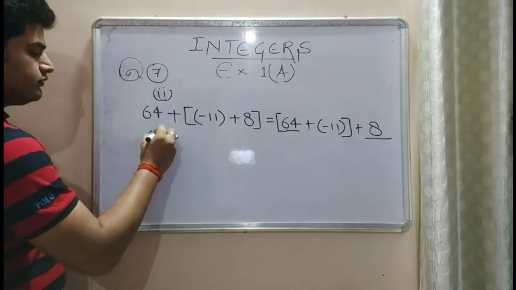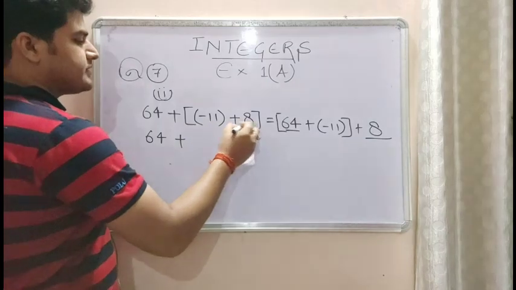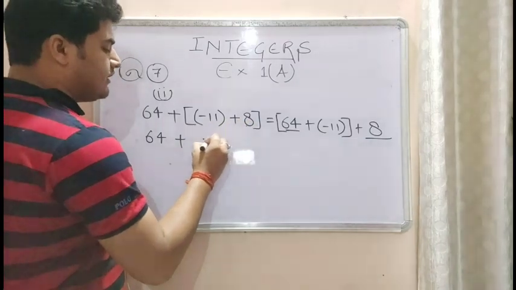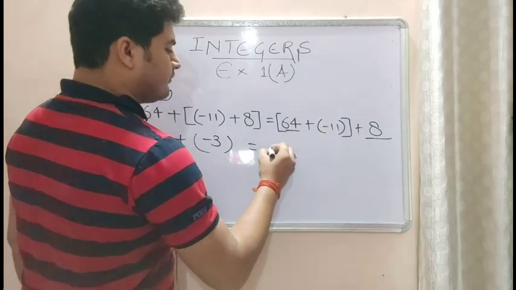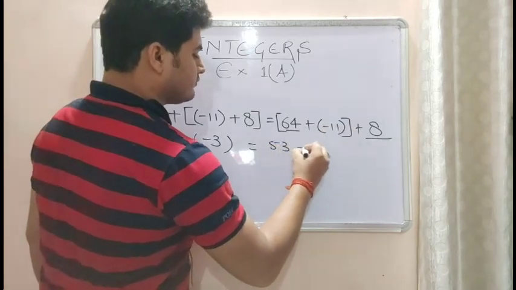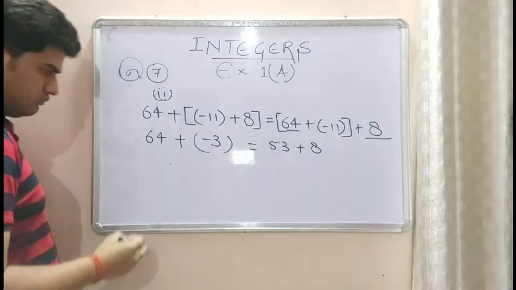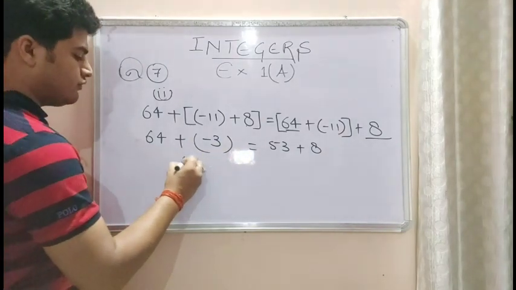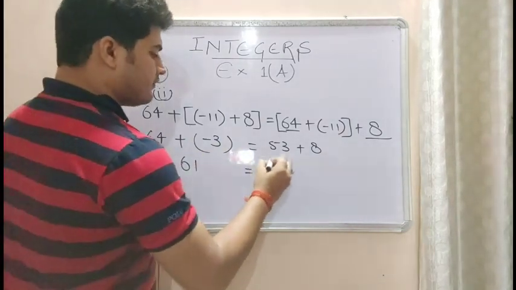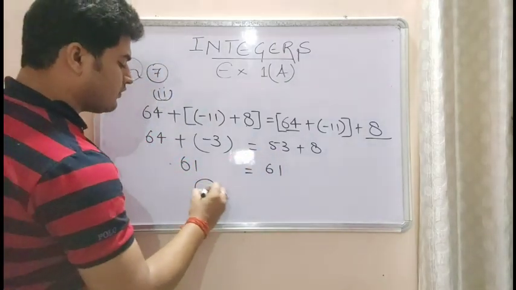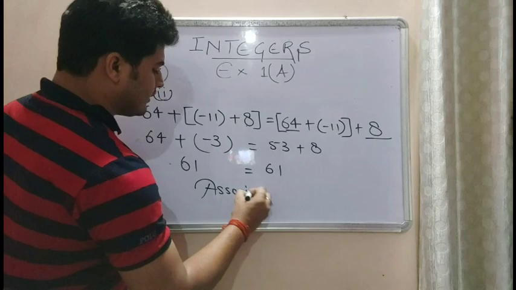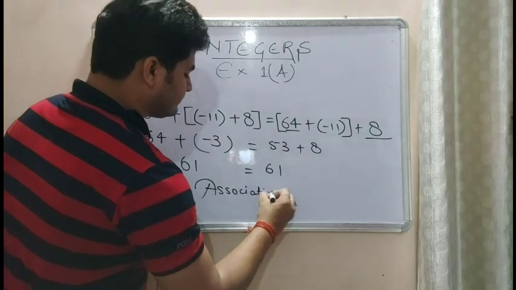Now 64 plus minus 11 plus 8 will give you minus 3. 64 minus 11 will give you 53. 64 minus 3 will give you 61. 53 plus 8 will give you 61. So this property is what? This property is associative law.